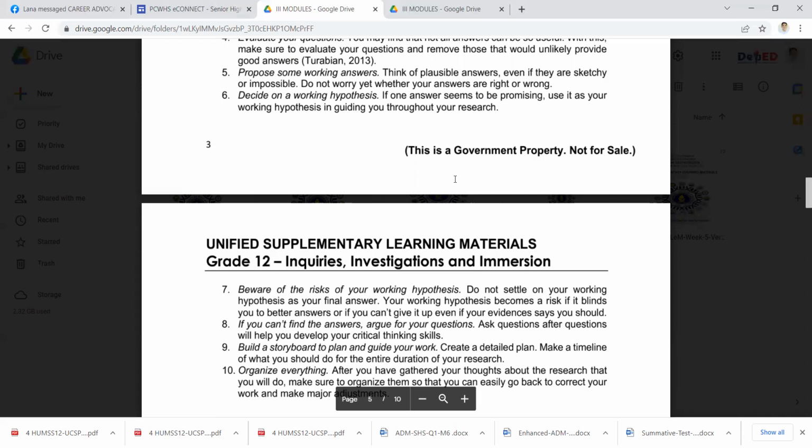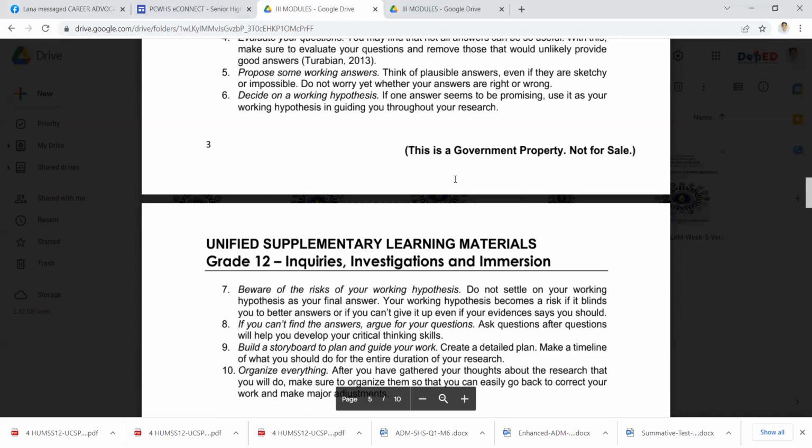Build a storyboard to plan or guide your work. I suggest if you are conducting a research, you may have a Gantt chart, no? A Gantt chart where you will plan your steps, what you will do for your research topic, and you have to meet with one another through Google Meet. Please invite me so that I can observe during your brainstorming. Now, a storyboard plan is important. Well, the director knows where and when to shoot.